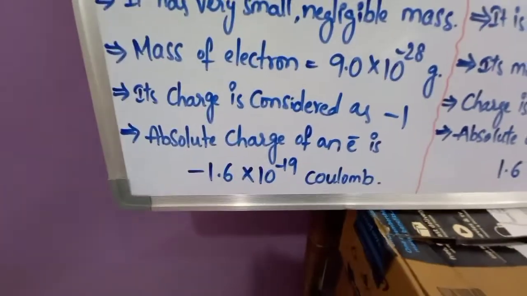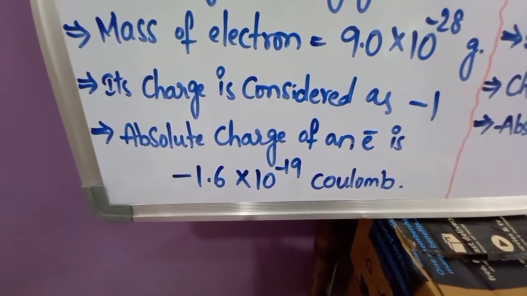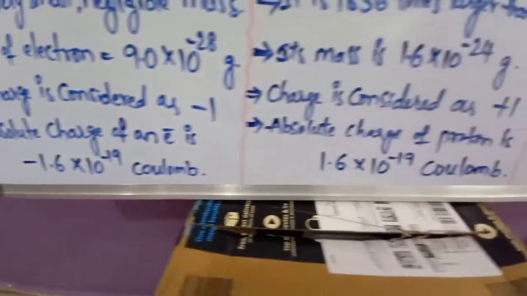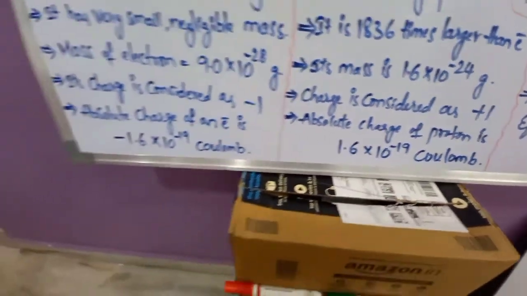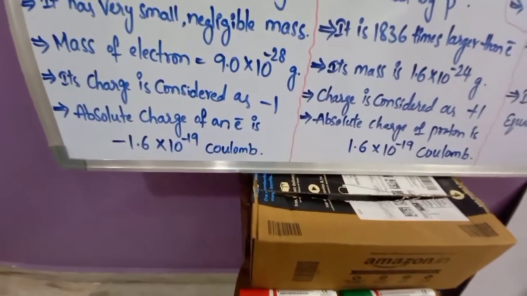The absolute charge of an electron is minus 1.6 into 10 to the power of minus 19 coulomb, and the absolute charge of a proton is 1.6 into 10 to the power of minus 19 coulomb. Only the sign is different, but the value is the same.